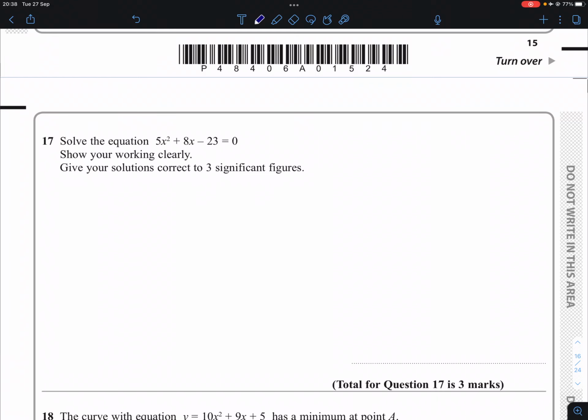Question 17. Solve the equation 5x squared plus 8x minus 23 equals 0. So we have a quadratic equation. Show your working clearly. Give your solutions correct to 3 significant figures.